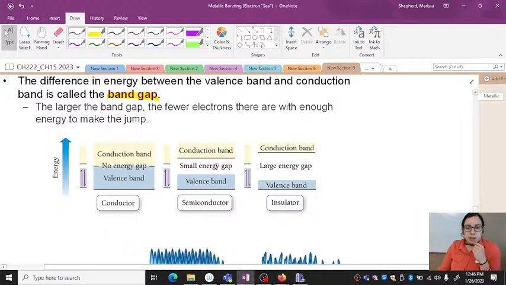And then if you have a semiconductor, it has a small energy gap that maybe can be overcome under certain conditions. So a lot of these semiconductors work at really low temperatures. So you change that, and then they are able to make this jump from the valence band to the conduction band, making it a semiconductor. And then if you have a large band gap, so where they can't make that jump, then that's going to be called an insulator material.